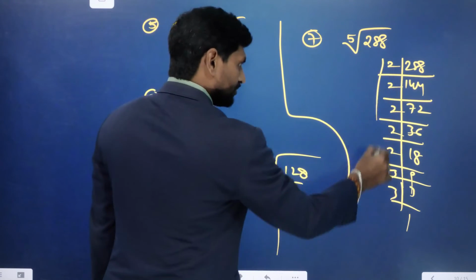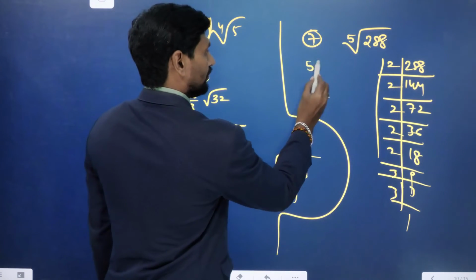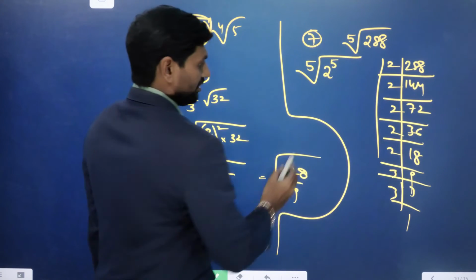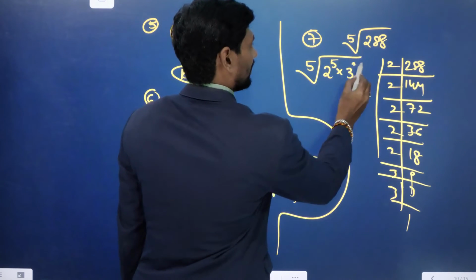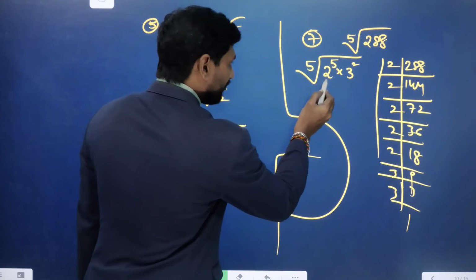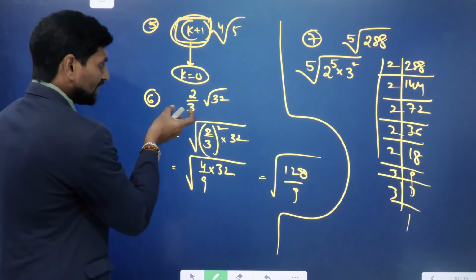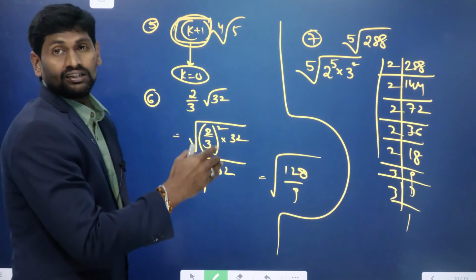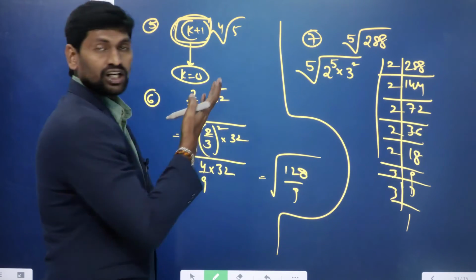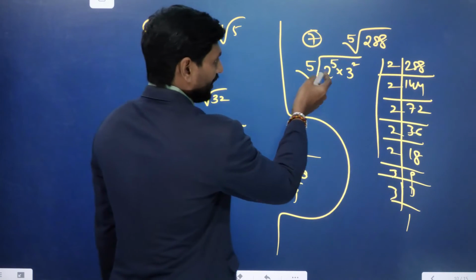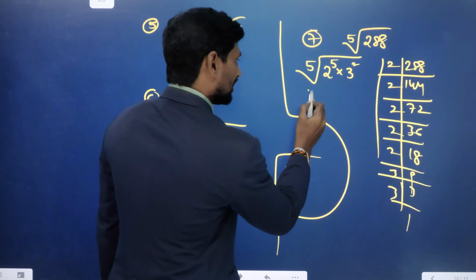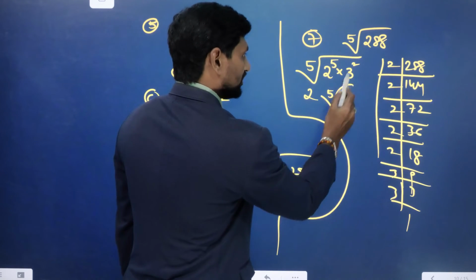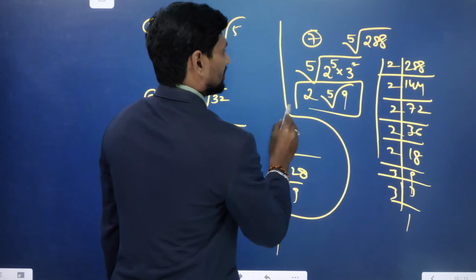Here, 2 how many times? 5 times. So the 5th root of 288 we can write as 2 power 5 into 3 square. 2 power 5, that means while we are taking that outside number, rational number, to inside, it will be the same power according to its order of the surd. Here the order of the surd is 5, this is 2 power 5, that means 2 will come outside. 5 cancel, 2 into the 5th root of 3 square, value 9, will remain. This is our required answer.